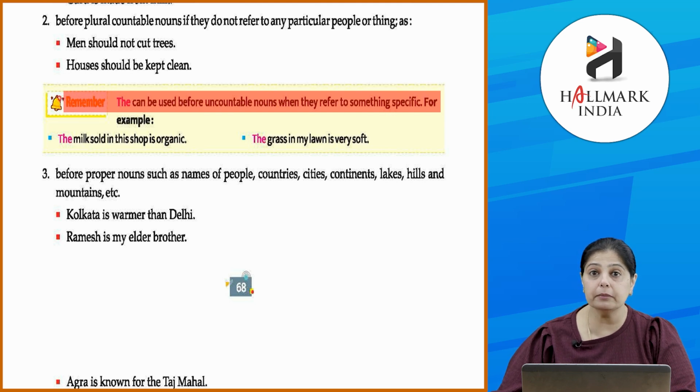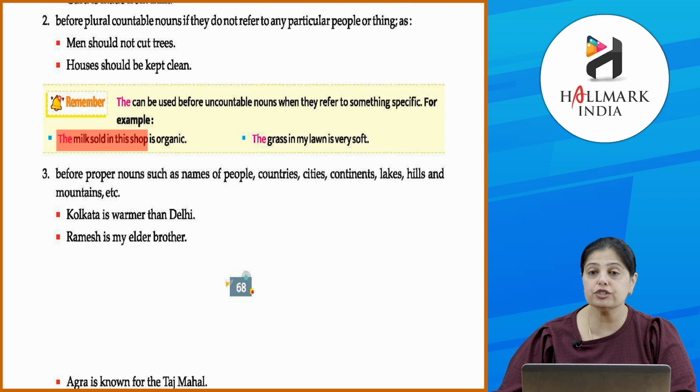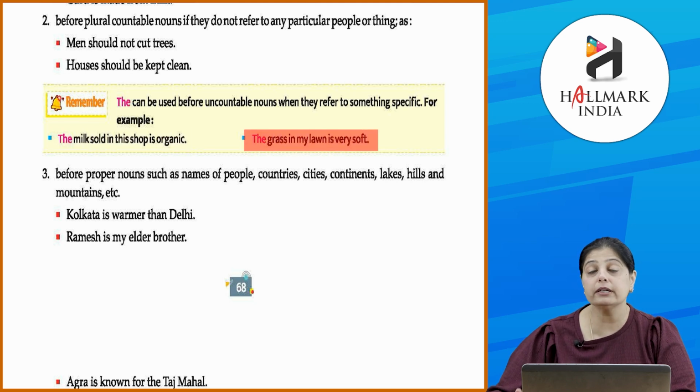Like example, the milk sold in this shop is organic. So when we are talking about a specific type of milk, okay, then we can use the article the, okay. The grass in my lawn, okay, is very soft. So you're talking about a specific place where the grass is, okay, and that grass in particular, okay.